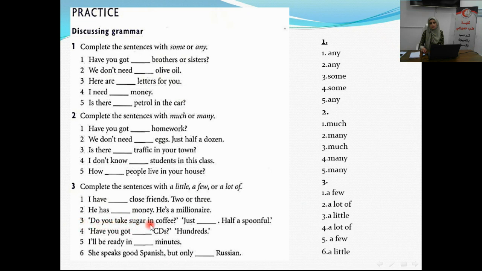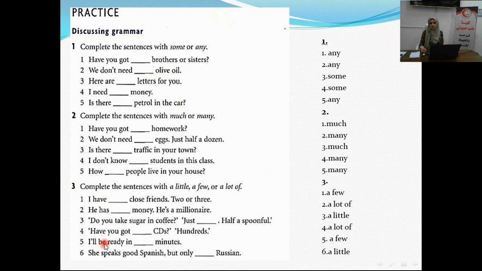Number 3, do you take sugar in coffee? Just slash half a spoon. Okay, so it is a little. 4, have you got slash CDs? The answer, hundreds. So number 4, the answer would be a lot of because we have a large number.